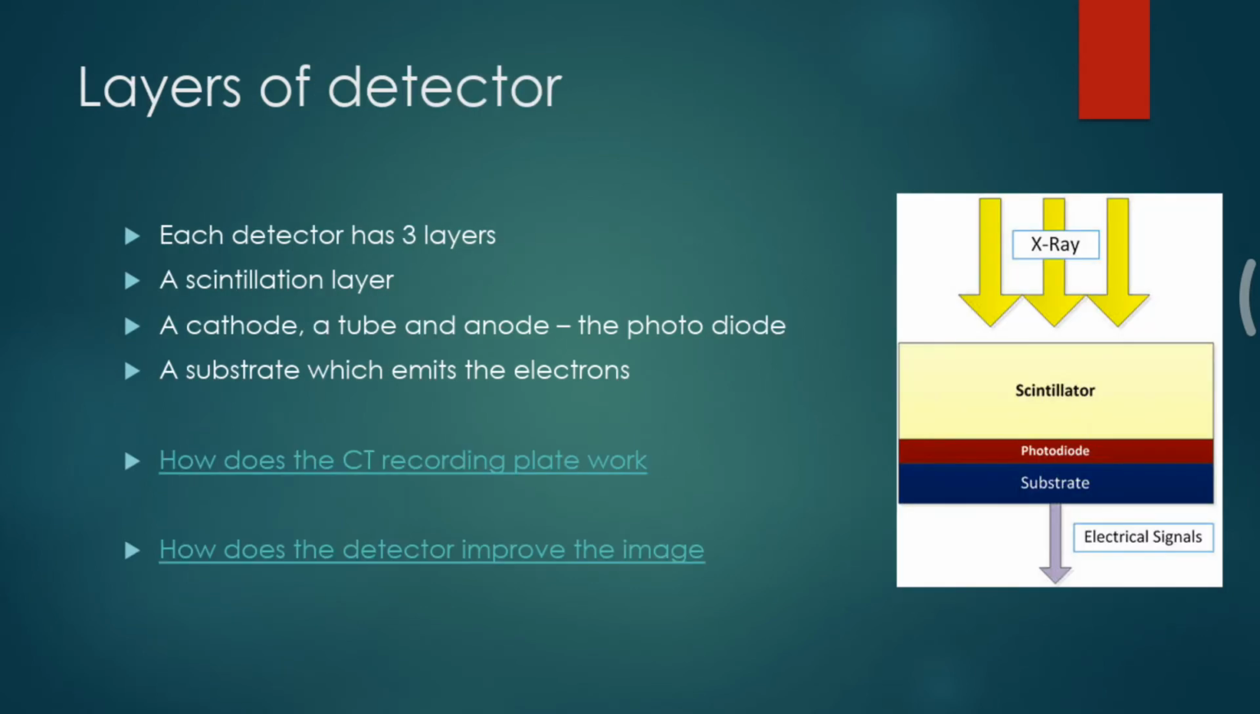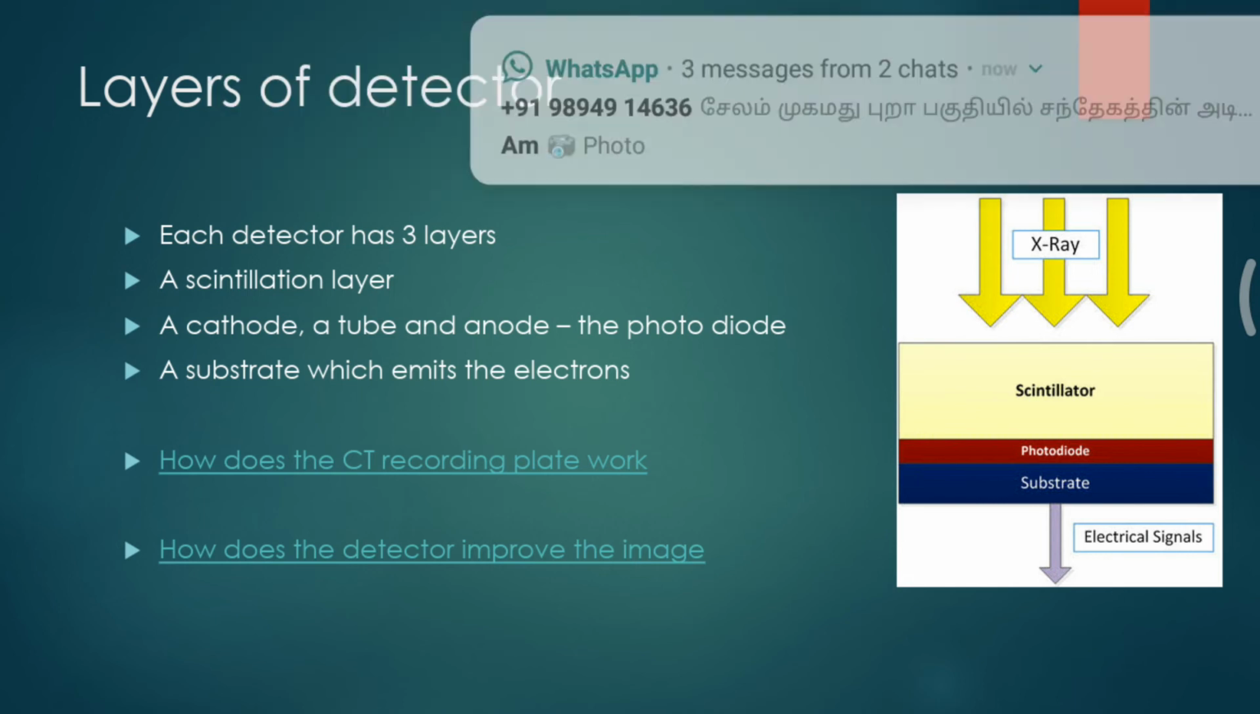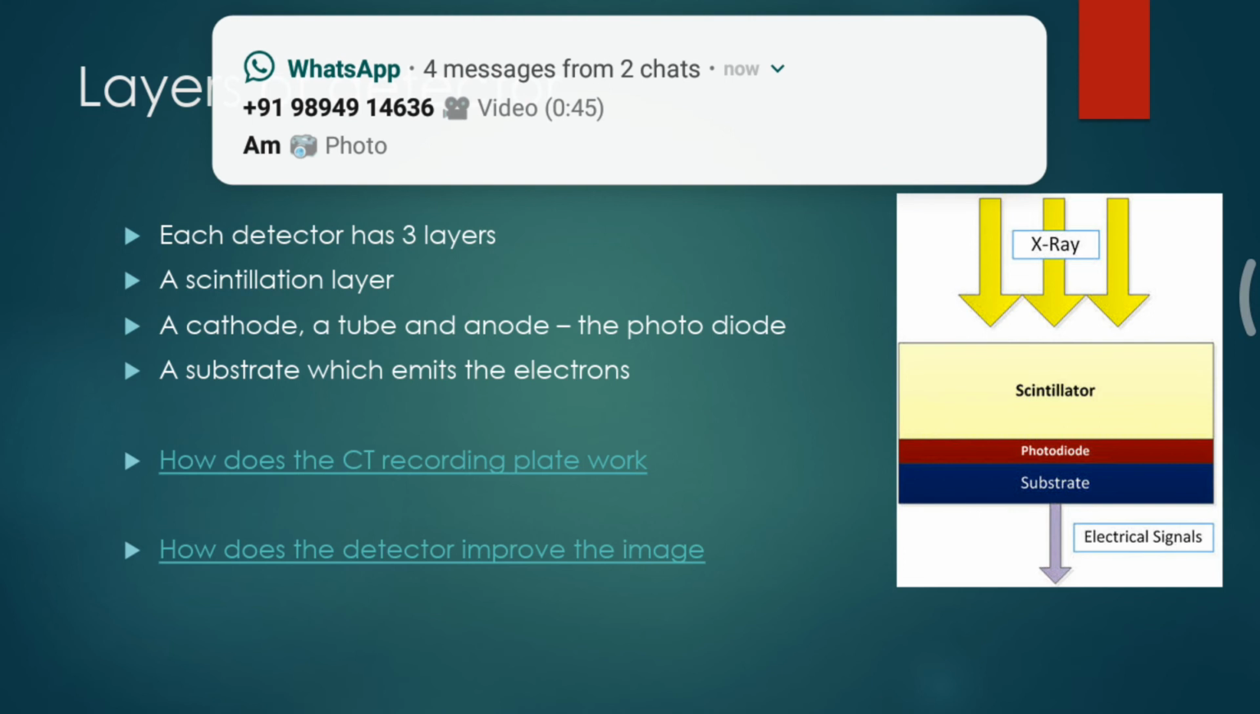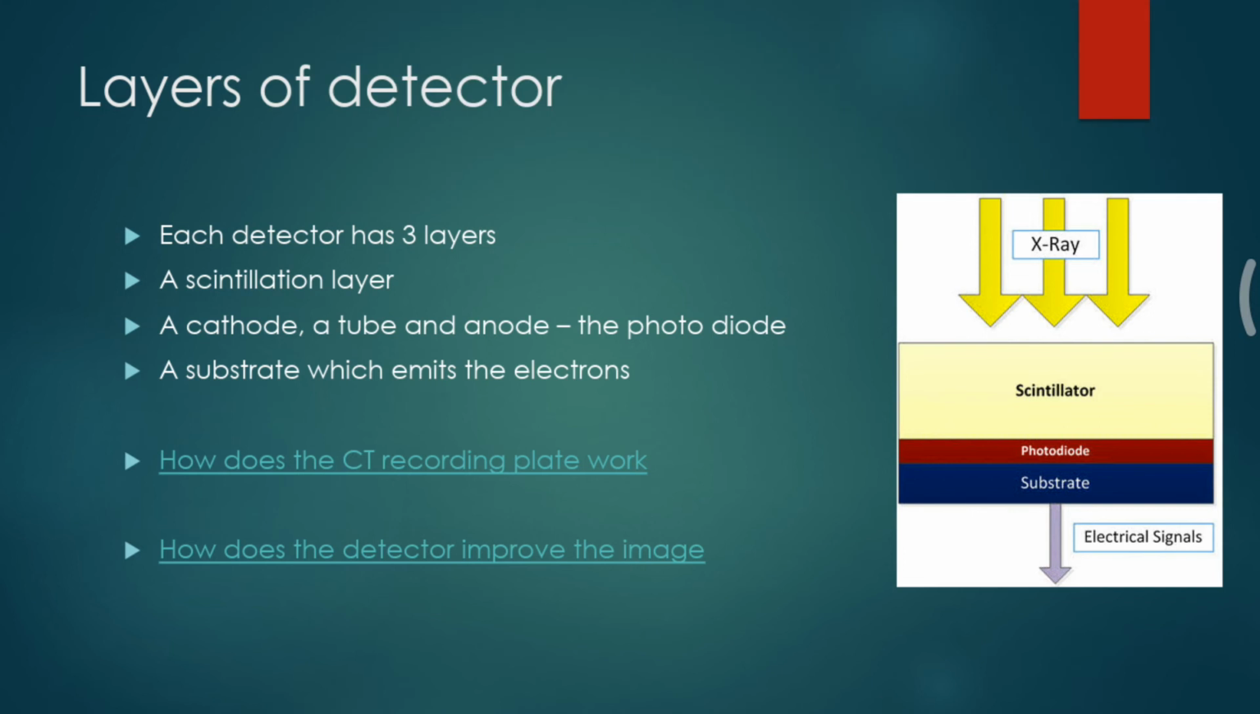Now, if you take a single detector and look into it, there are basically three layers. The first layer is called a scintillation layer. A second layer is called a photodiode. A diode consists of two electrodes. One is a cathode and the other one is an anode. And then there is a substrate which finally emits the electron.